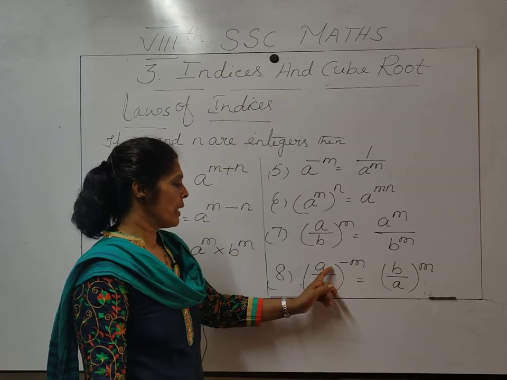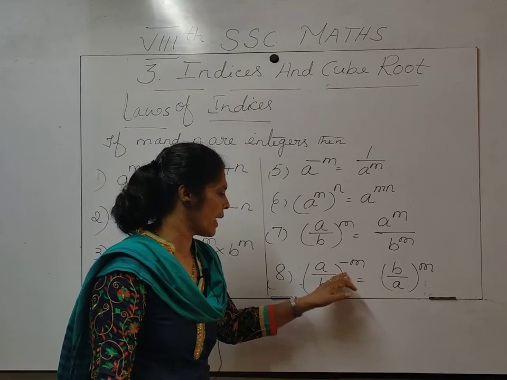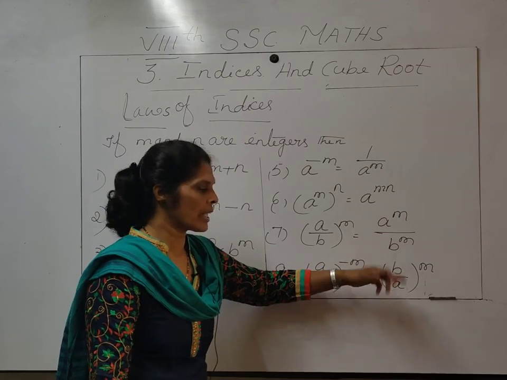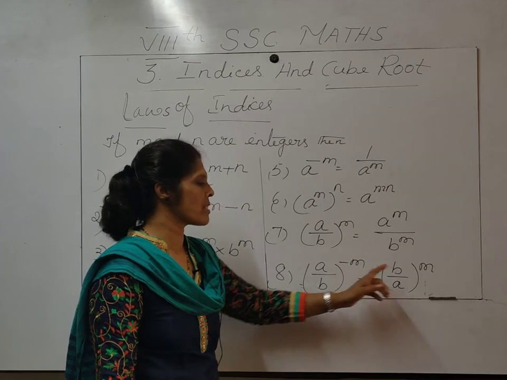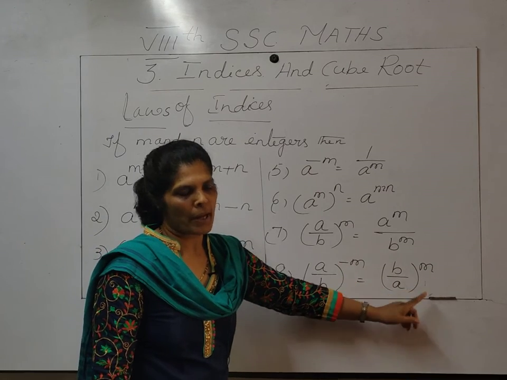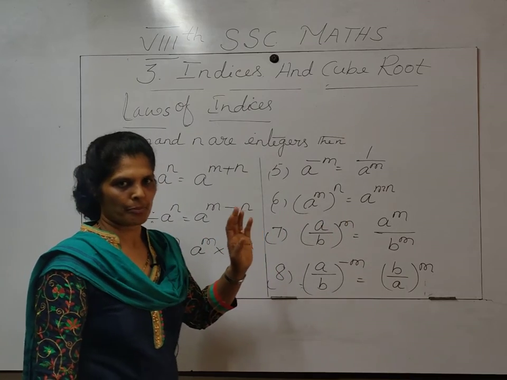Eighth one, a by b to the power minus m. इसका क्या करना है? इधर रेसिप्रोकल निकालना है. a का जगह b डालो, b का जगह a डालो and minus sign cancel. So b by a to the power m. These are the 8 laws you have to keep in mind.